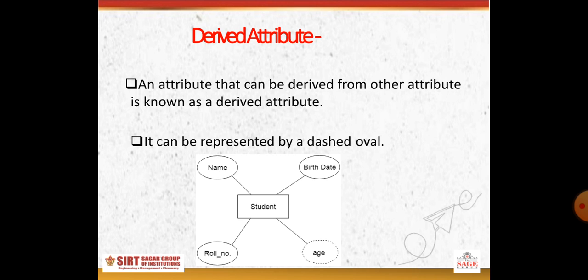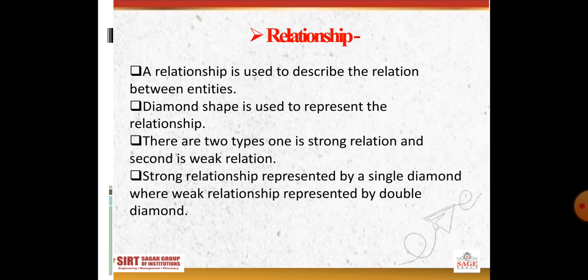Then comes derived attribute. An attribute that can be derived from another attribute is known as derived attribute. It can be represented by the dashed oval. Here in the particular ER diagram, age is a derived attribute for the entity student. Age can be identified with birth date and current year. So it is a derived attribute and it is represented by a dashed oval line.